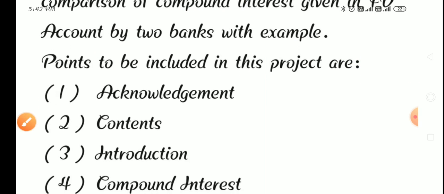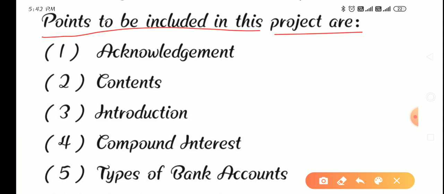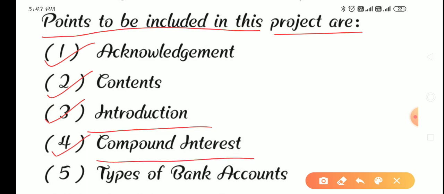Second thing, what you are going to include in this project. I have written here, points to be included in this project are: first, acknowledgement, the first page. Second, contents. Third, introduction. Fourth, compound interest. What is compound interest? You can take the help of books of different writers, and you can take the help of net also.